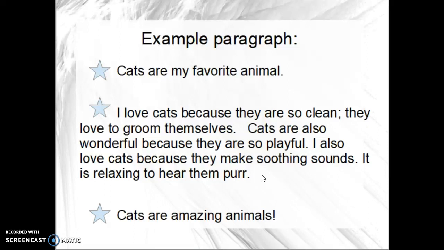So for example, if you were writing a paragraph where you were trying to convince people that cats are a better pet to have than dogs, then you would have that as your topic sentence. Cats are better than dogs, essentially. And then each of these supporting sentences would be a reason why cats are better than dogs. And that just keeps the focus of the paragraph on one topic.